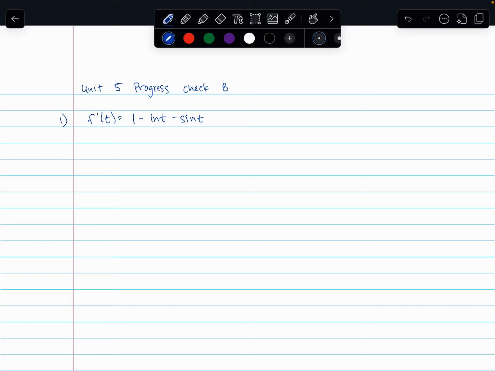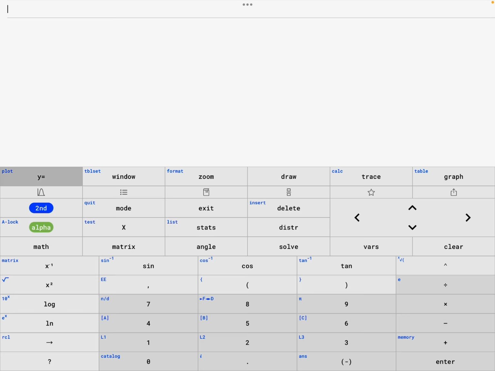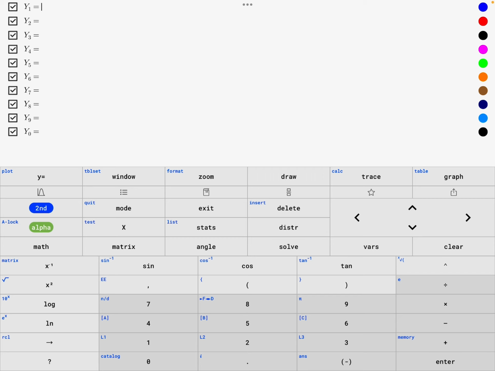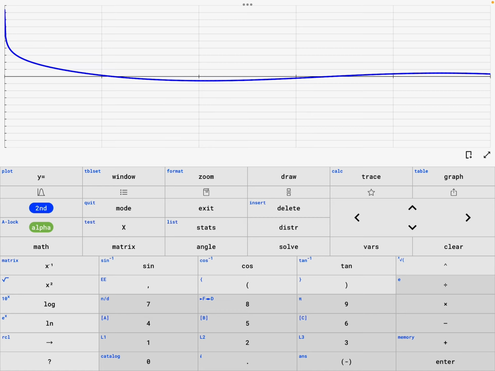So let's just go ahead and graph this. This is f prime that we're graphing. So we got 1 minus the natural log of x, and then minus sine of x. And the window I'm going to set from 0 to 5. I'm going to graph that. And so we're trying to look where the concentration attains a local minimum.